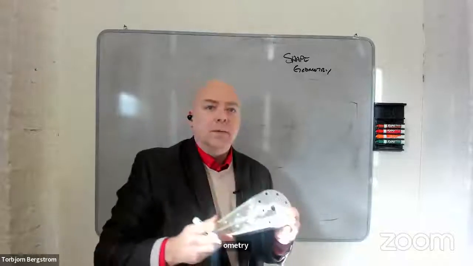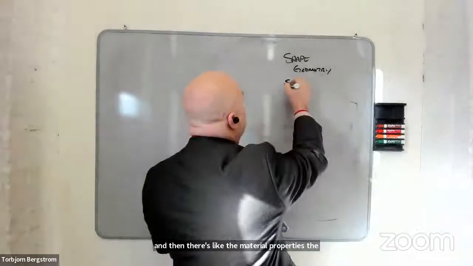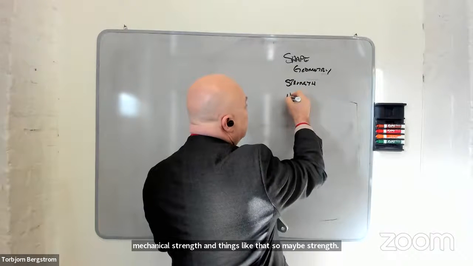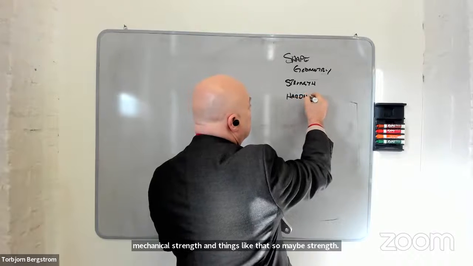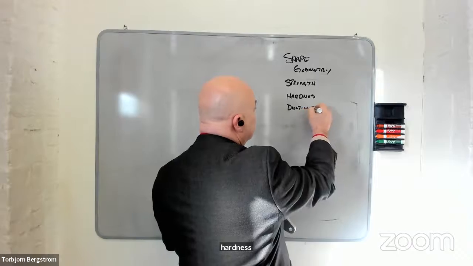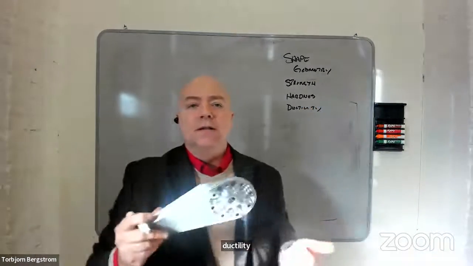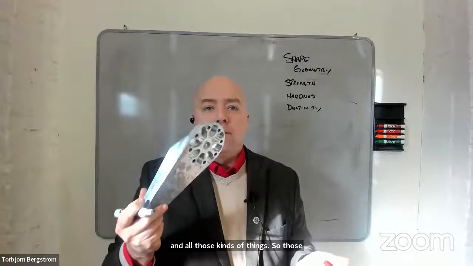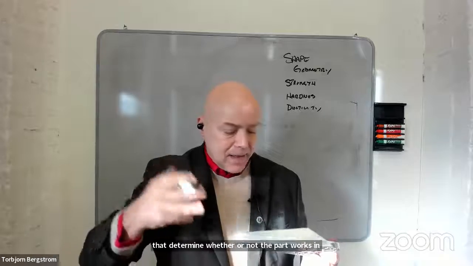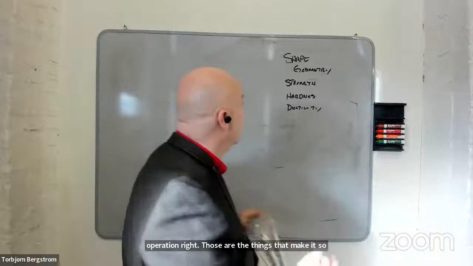And then there's the material properties, the mechanical strength and things like that. So it may be strength, hardness, ductility, and all those kind of things. And those are the things that determine whether or not the part works in operation, right? Those are the things that make it so that the thing you've made meets its intended function.